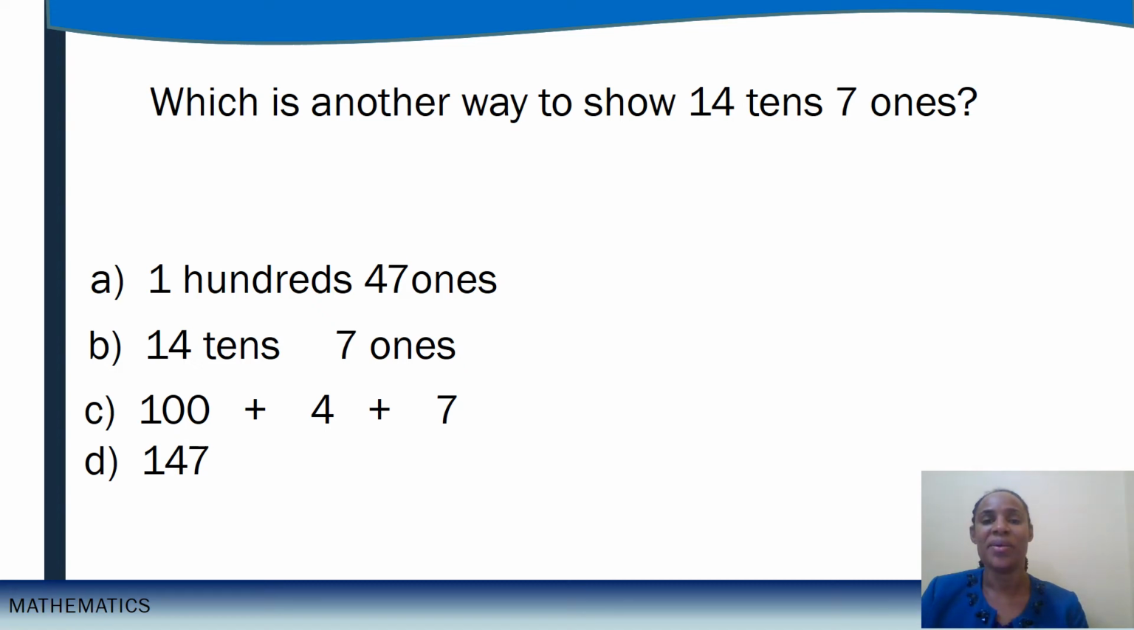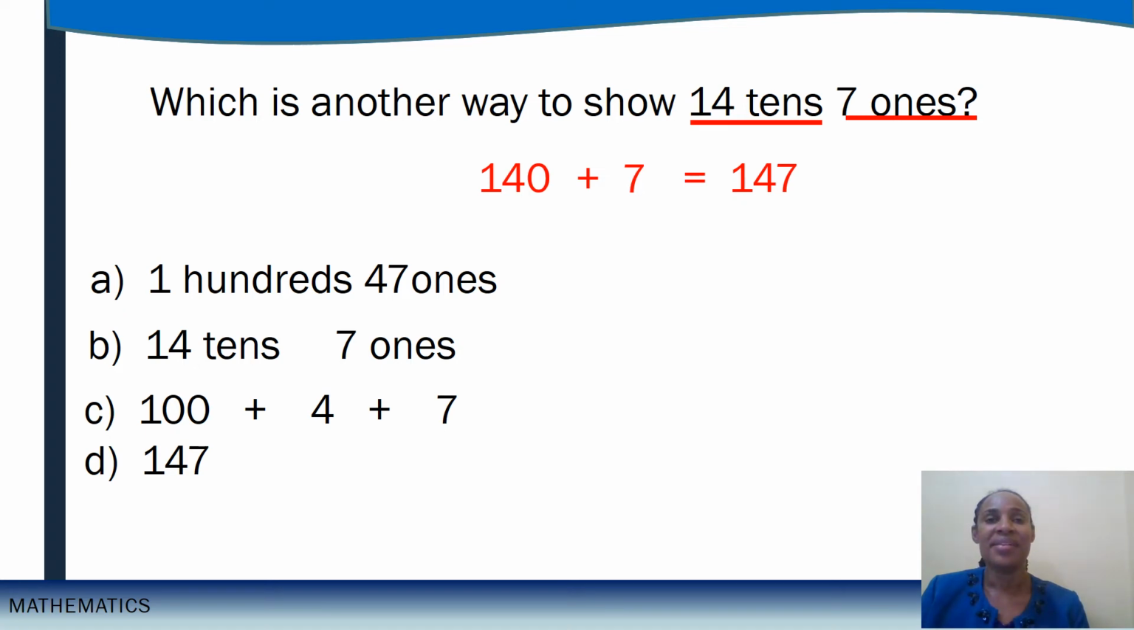So here we go. 14 tens is the same as 140. 140 added to 7 ones gives us 147. So boys and girls, we will be looking for choices that have a value of 147. Let's look at A.